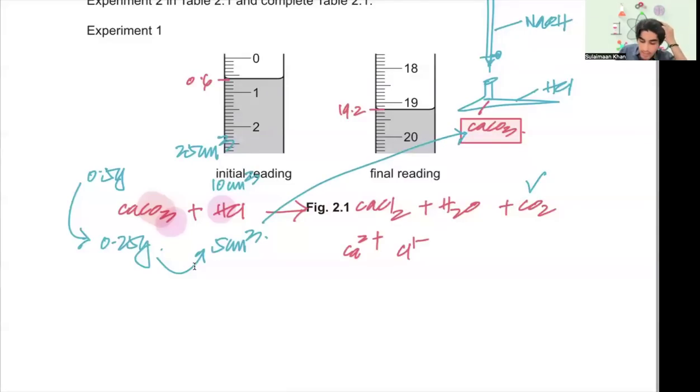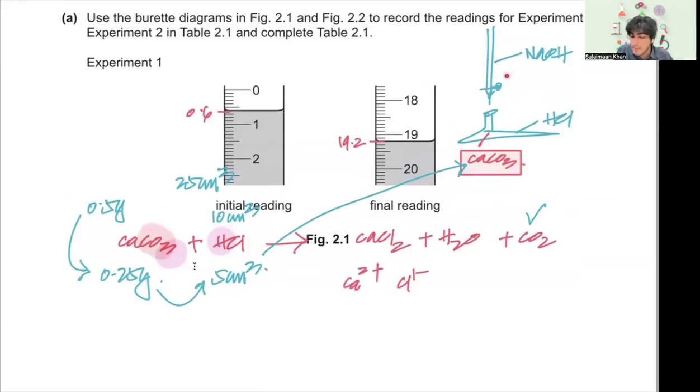Zoya, makes sense? Yes, you are absolutely right that 0.5 grams will react with more hydrochloric acid and 0.25 grams would react with half of the amount. And that's what we're all saying. 0.25 would react with half of the hydrochloric acid, but that would mean there'll be more HCl in the conical flask. And if there's more HCl in the conical flask, more NaOH would be required.